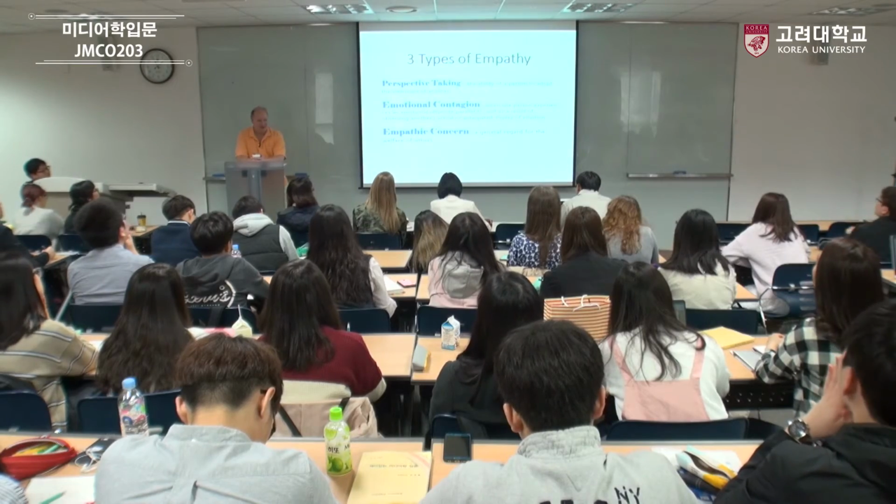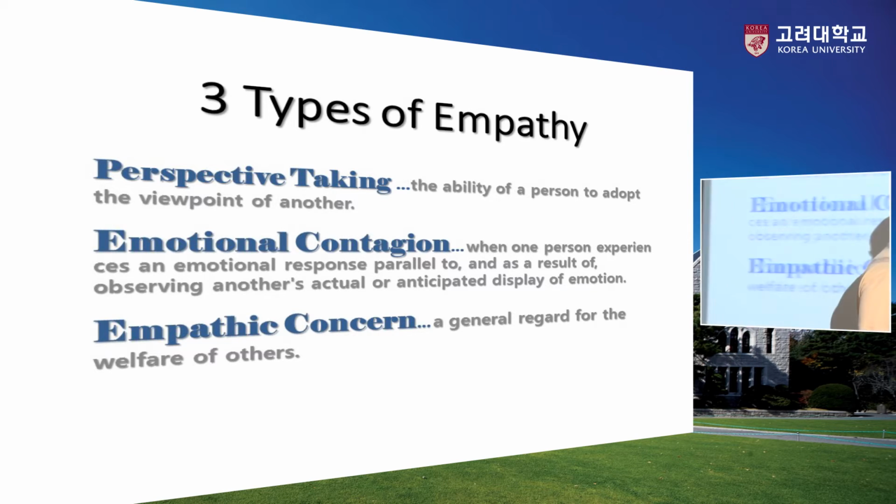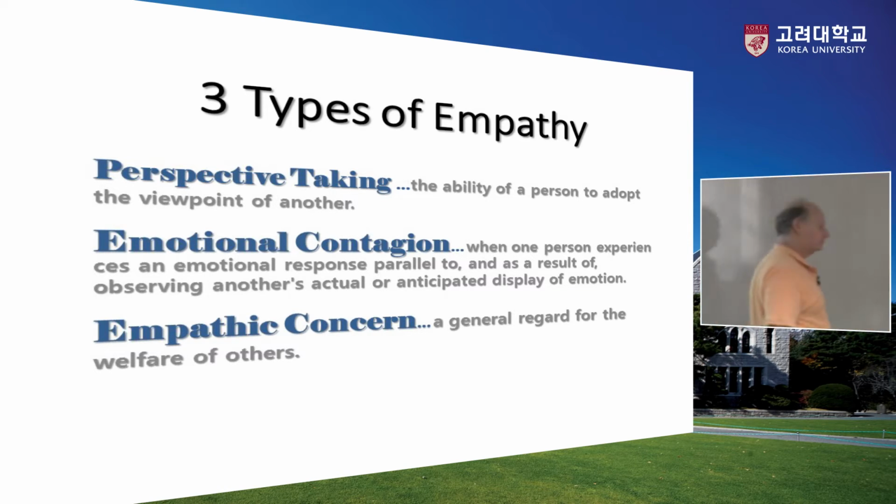So let's talk about empathy. People sometimes mean different things when they mean empathy. There's at least three important aspects to being an empathic person and an empathic communicator. And we can call these perspective taking, emotional contagion, and empathic concern. Perspective taking is the ability to adopt the viewpoint of other people. We're all different; we don't all see things the same way.